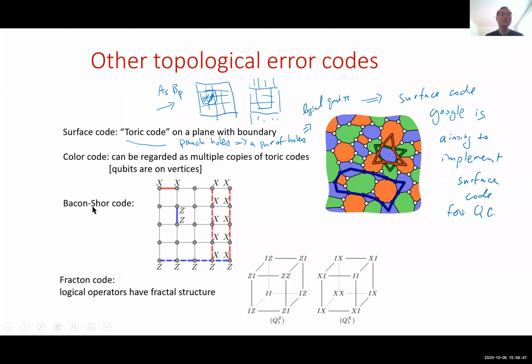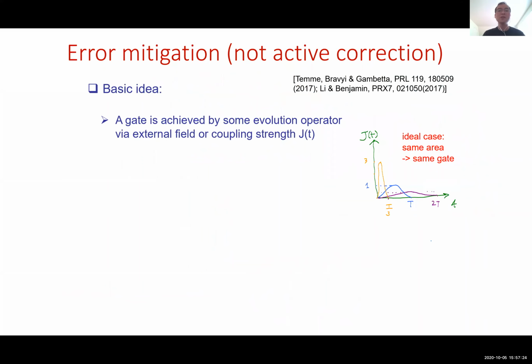There's also something called subsystem code. One particular example is the Bacon-Shor code. I also don't have time to explain. Perhaps a more interesting recent development is the fracton code. These are defined on 3D. What I've listed here are two stabilizers, and it turns out the logical operators have some fractal structure. That's very interesting, but again, I don't think I have time to talk about this here.